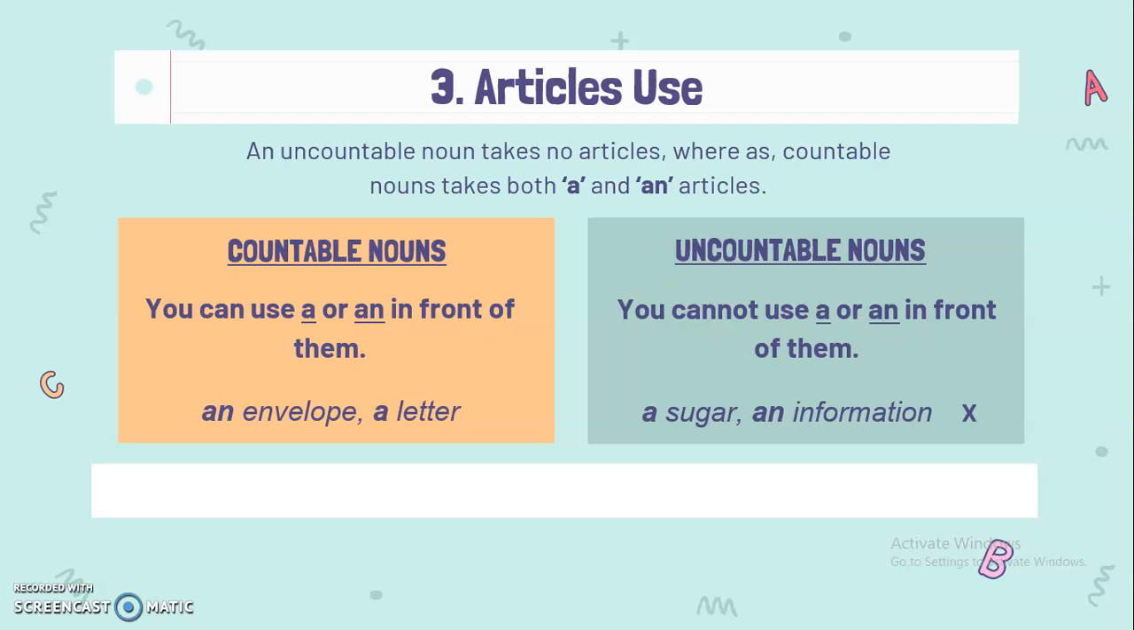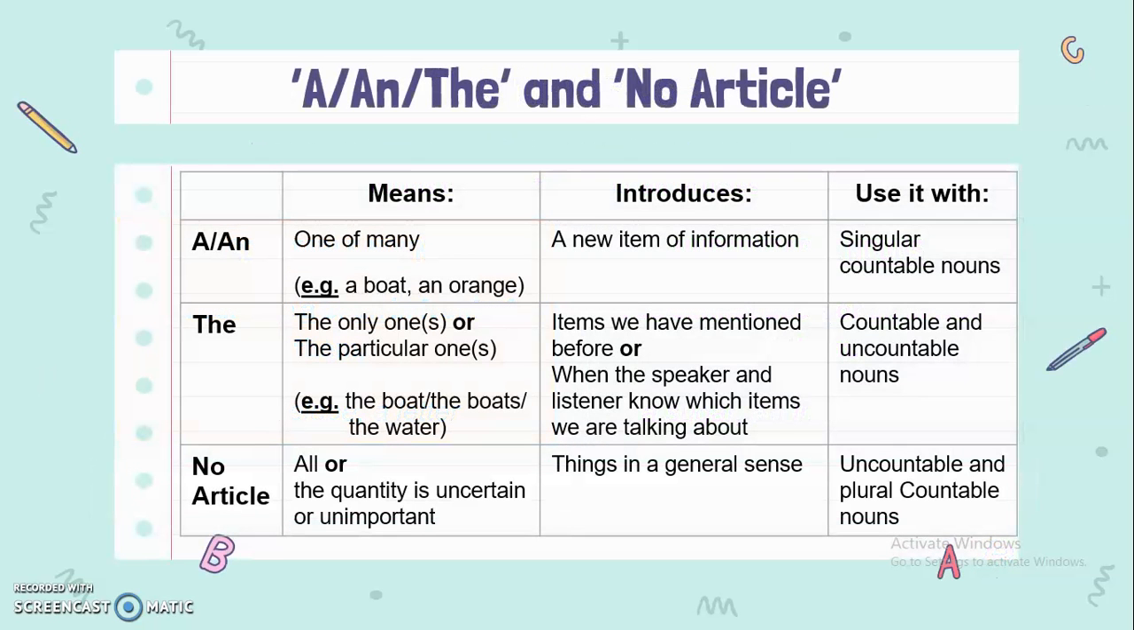But you can never use these articles with uncountable nouns. You can't say "a sugar" or "an information." Let me give you a little bit of a detailed lesson about how you can use the articles a, an, and the, and when you are not supposed to use an article.